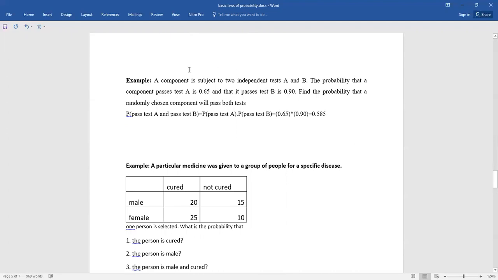It is given that the component passes test A with probability 0.065 and passes test B with probability 0.9. What is the probability that a randomly chosen component will pass both tests? Okay, both means A and B.